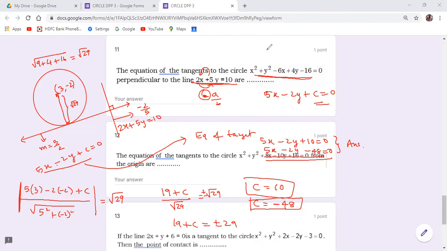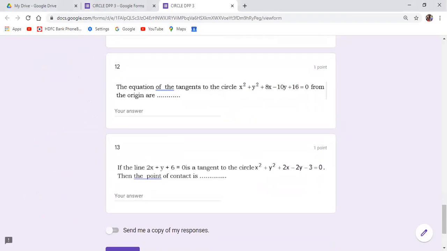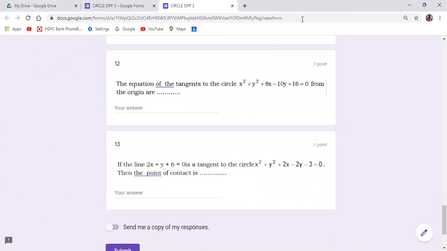Yes, sir. Okay. Now, how to solve the 12th one? Same method, but the only difference is you will assume the equation of the tangent in a different way. What do you know about the tangent this time? We don't know the slope. The tangent passes through the origin. Last time we knew the slope. This time we know only the point on the tangent. So that's all the difference.